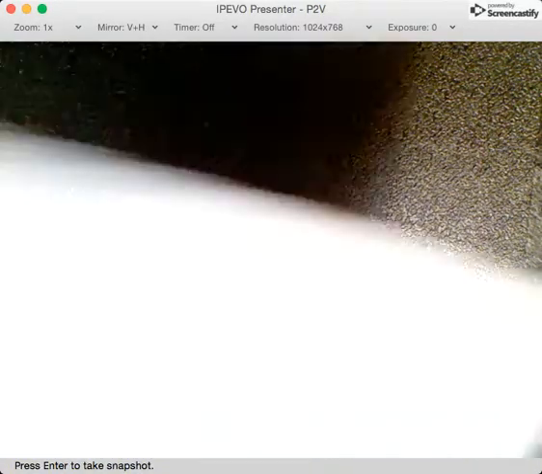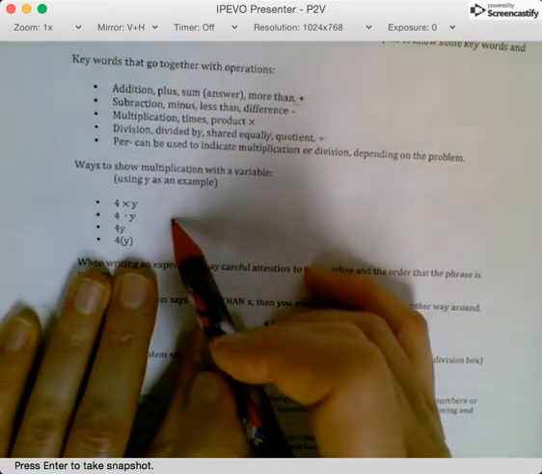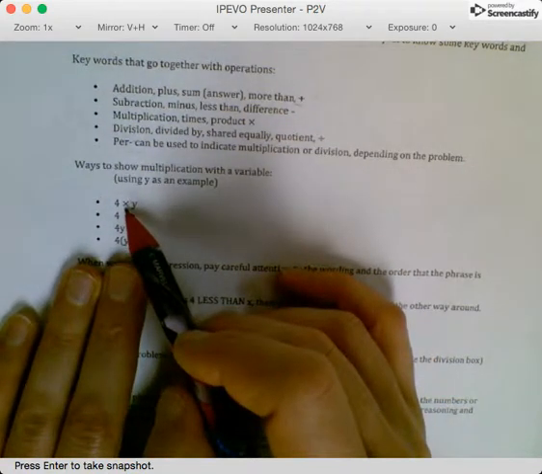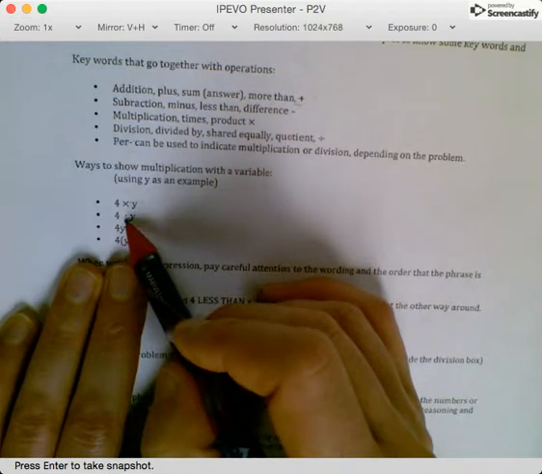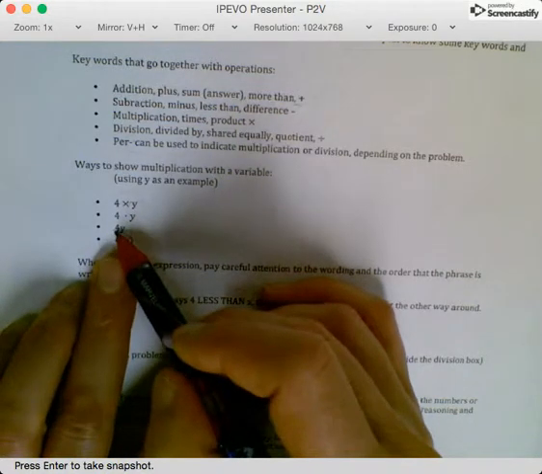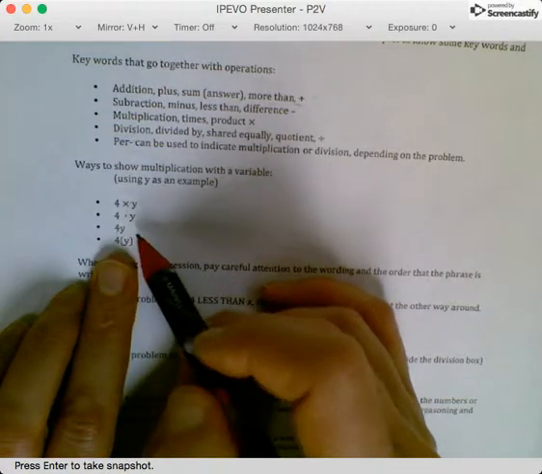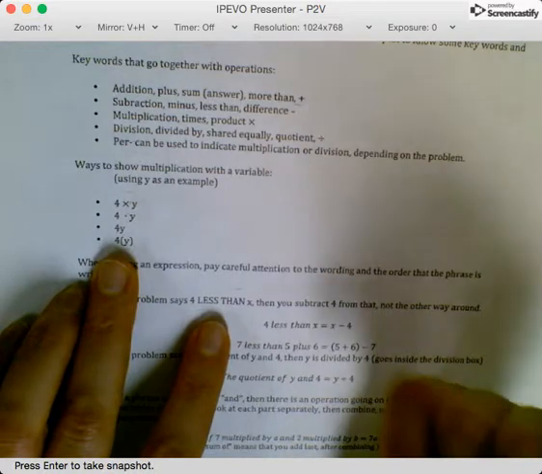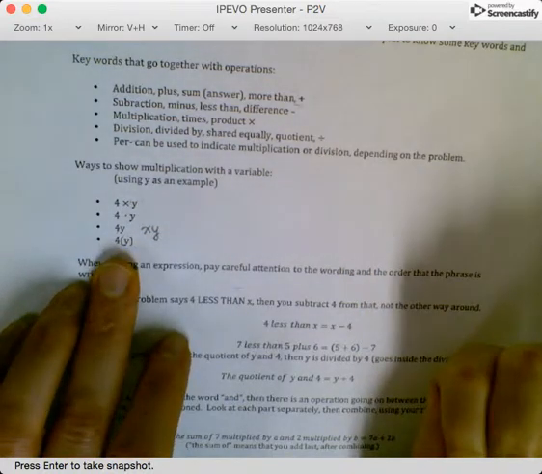I also want to point out to you, this is also on the notes sheet that I passed out, the different ways to show multiplication with a variable. Normally we're used to seeing the multiplication sign that looks like an X, but it can also be shown with a dot, or if we have a variable, the whole number can be beside the variable. That means you multiply. Or you might have two variables beside each other like x, y. That means x is multiplied by y.